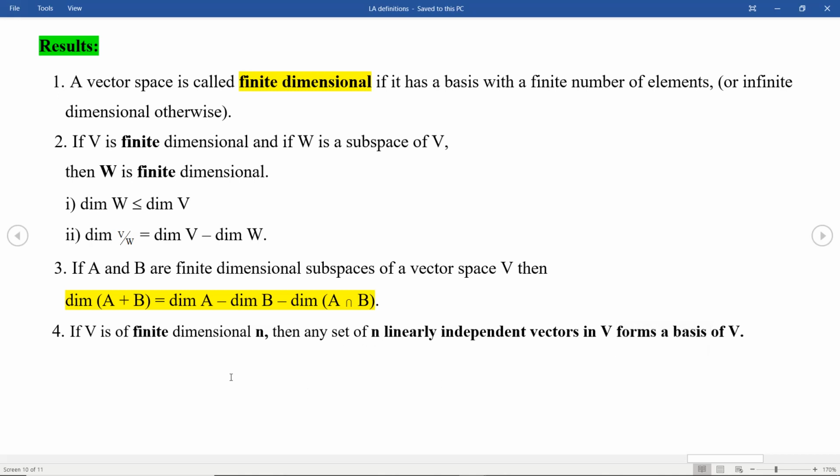So what is the meaning? Suppose a vector space is given and also the dimension is given. To prove that some set is a basis, it is enough to prove these n vectors are linearly independent. Instead of checking two conditions, linearly independent and span, the linearly independent condition alone is enough. So that is the meaning.